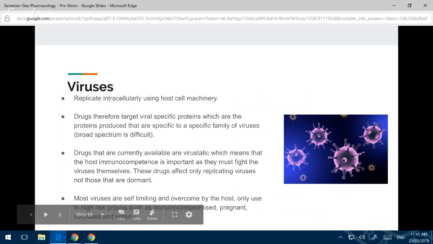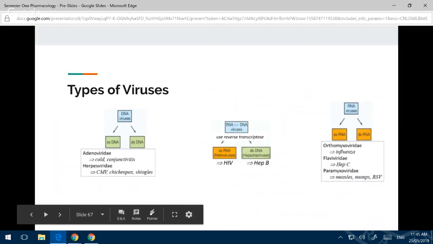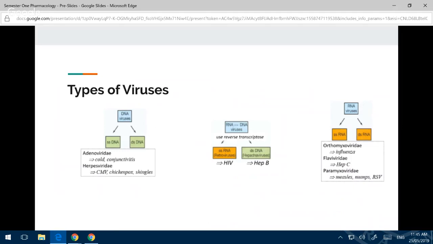There are a few types. We've got the DNA viruses, things like adenoviridae, herpesviridae. And of course, we can move on to the retroviruses, things like HIV and hepatitis. So hepatitis is a hepadnavirus. And we have the RNA-only viruses, which are to the right there.